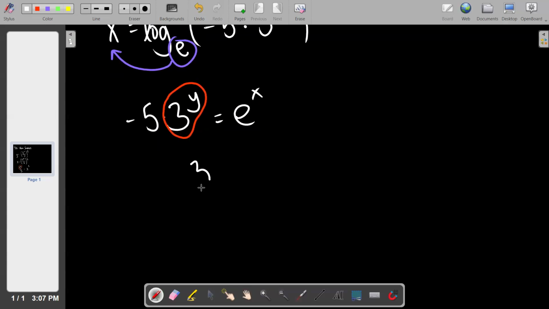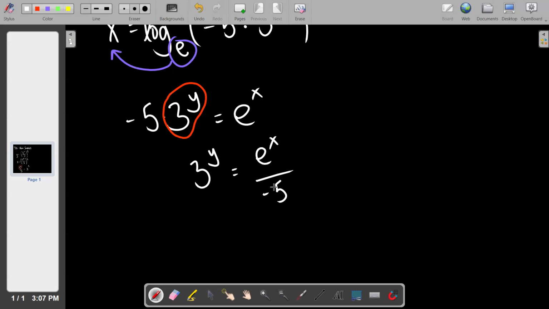So we're going to say 3 to the power of y is equal to e to the power of x divided by -5. Again, the computer might choose to take that negative and put it up on the e. That's okay. As long as it's not in both places, we're fine. Let me just get divided by 3. No. Oh, wait. Yeah, that's a log.